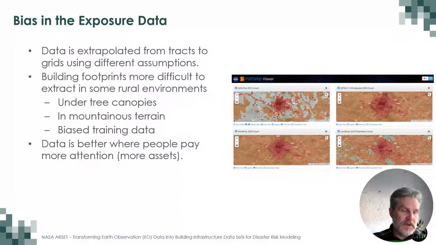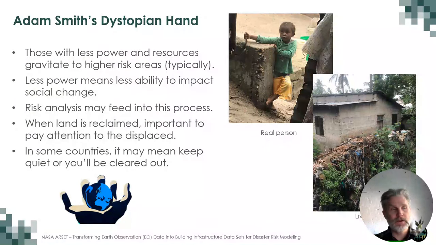Any sort of problems in the extraction of building footprints, for example, if you're depending on that as part of your process, and the inability to do that in some areas, is going to cascade to your exposure data sets. And just on a very critical basis, data is better where people pay more attention, where there's more assets. More effort is going to go into enumerating the buildings in New York City than in the Appalachian Mountains, for example. Lots of buildings aren't going to be found, but those folks might be at greater risk given certain perils. And globally, we see that as being a blind spot that needs to be considered and recognized.